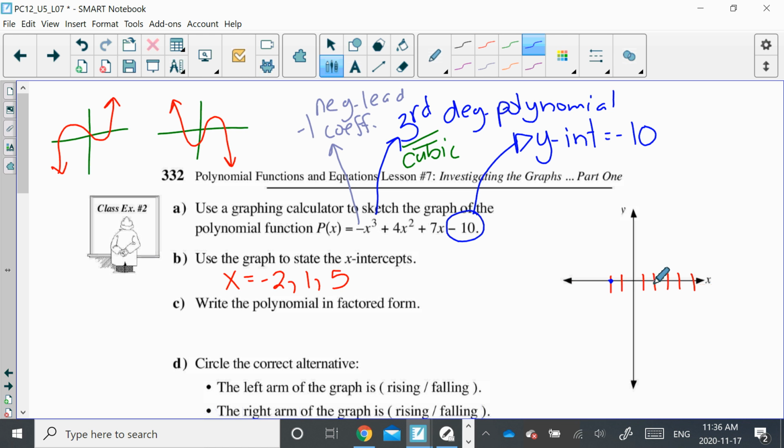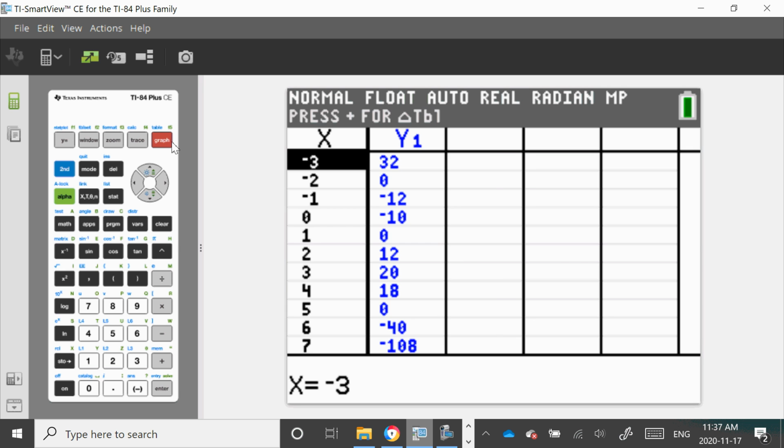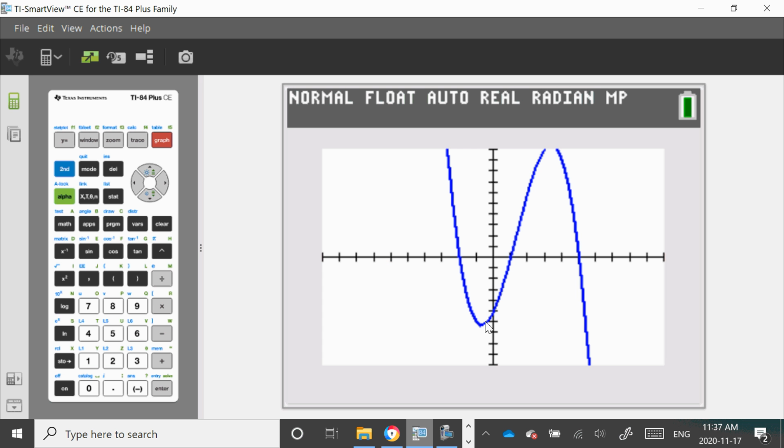So -2, 1, and 5. I know without even checking my calculator that the y-intercept is going to be at -10, right? But let's confirm that on our calculator. So go to your calculators, your graph. This guy, remember I changed the scale to each hatch mark is 2. So -2, 4, 6, 8, 10.